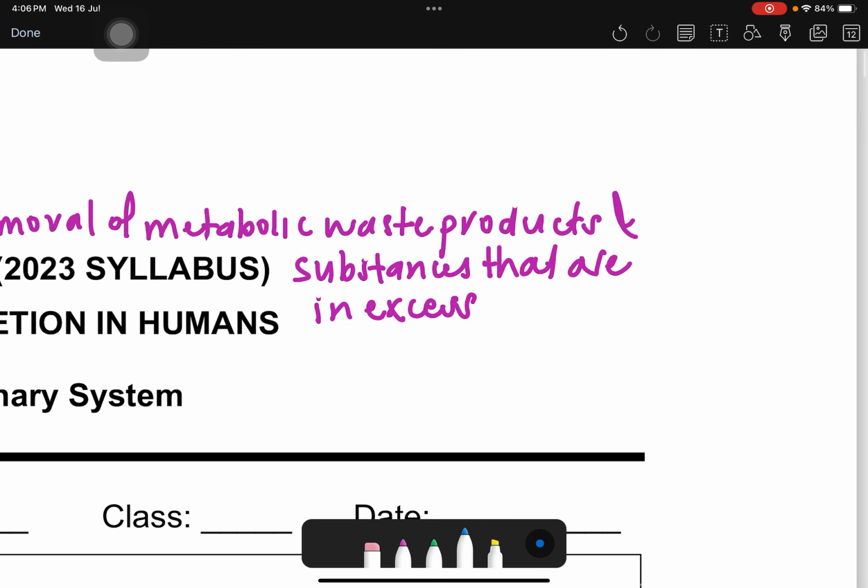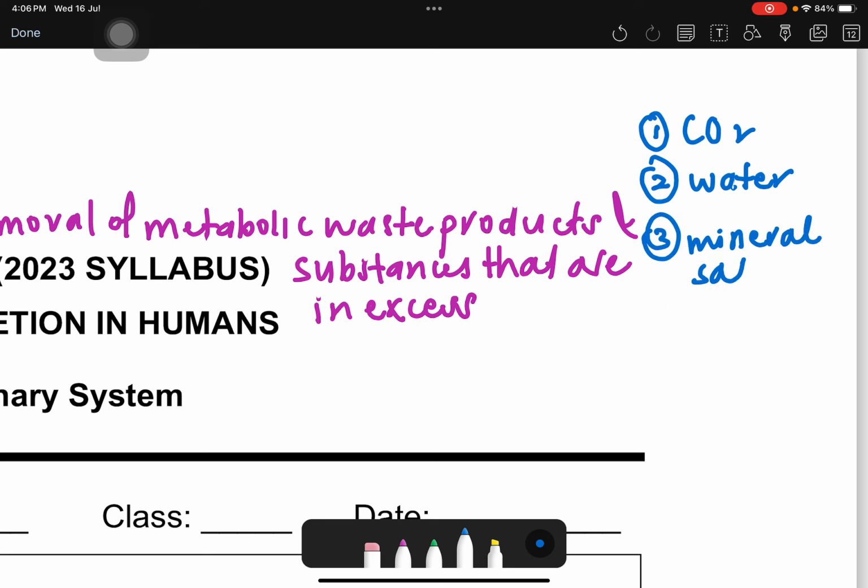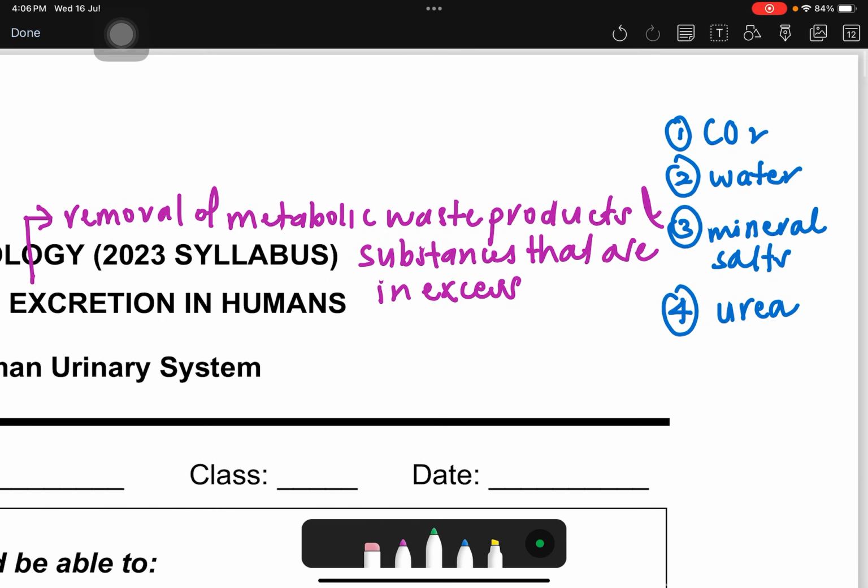They include carbon dioxide, water, mineral salts, as well as urea. We have multiple excretory organs that span across our entire body, and these excretory organs include your lungs, skin, and kidney.